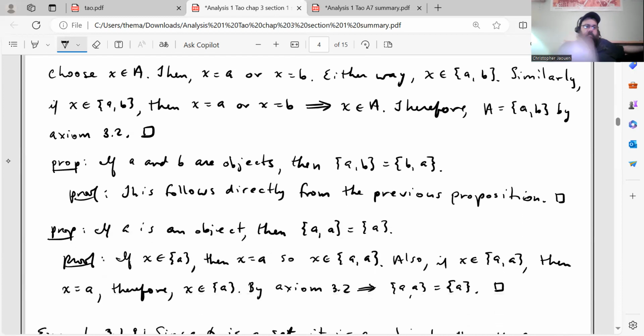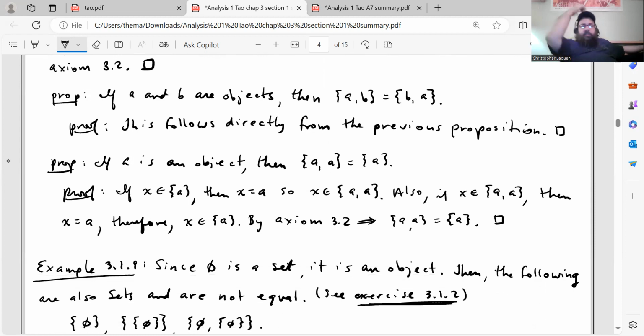Right, another proposition that Tao just states and asks why. If A and B are objects, then the set containing A, B equals the set containing B, A, the pair sets. Here's my proof. This follows directly from the previous proposition. So you can think of the pair set B, comma A as being the set A' in the previous proof.